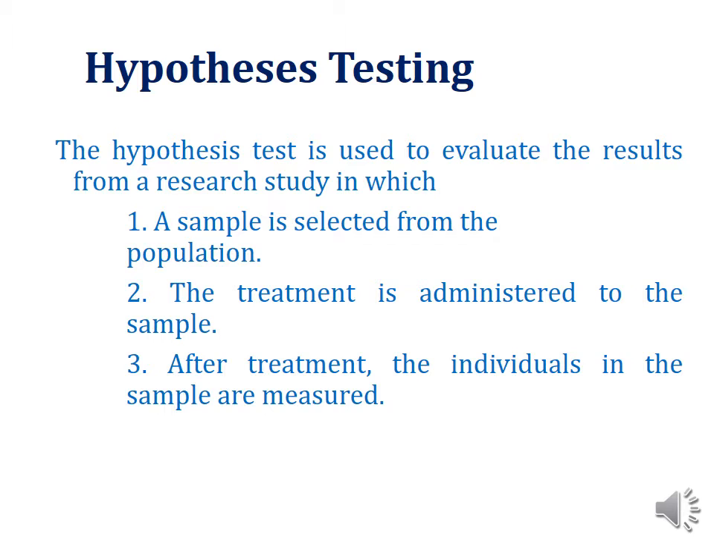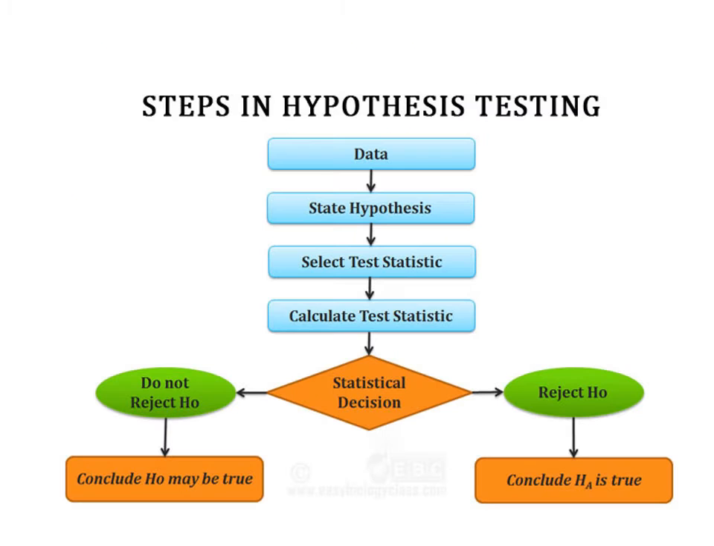In this process, the researcher selects a population and then takes a sample from the population. A sample is selected from the population and the treatment is administered to the sample. After treatment, the individuals in the sample are measured by the researcher. The important steps in hypothesis testing are given here, which are very important for researchers, viewers and students to conceptualize the hypothesis testing process.